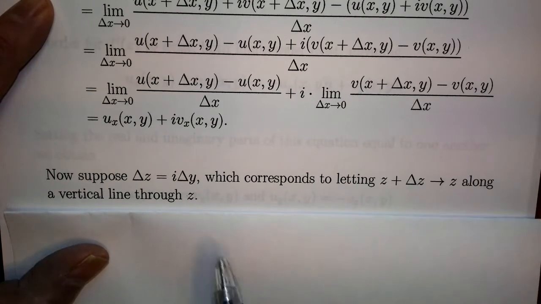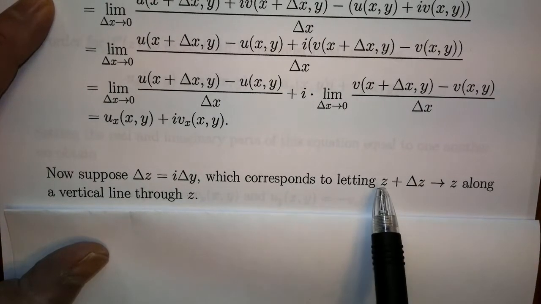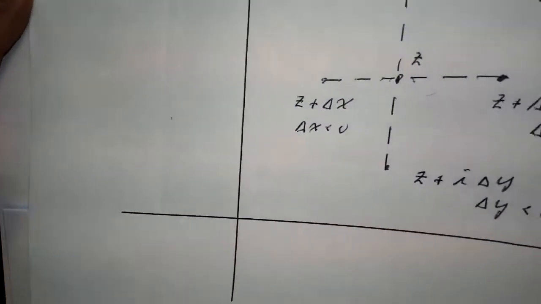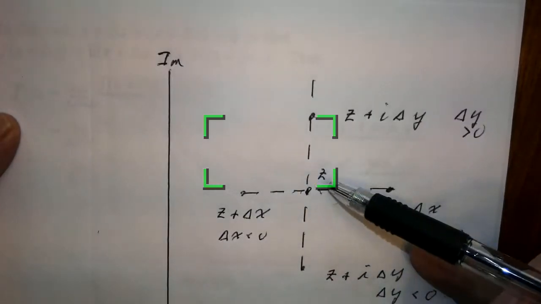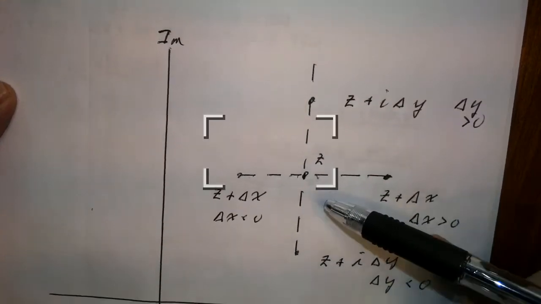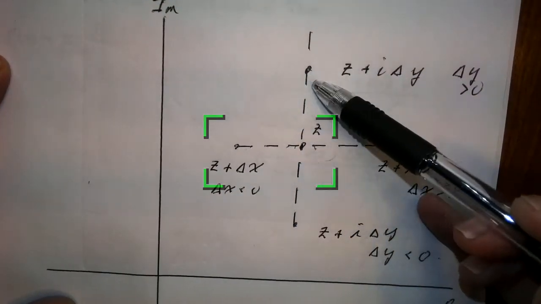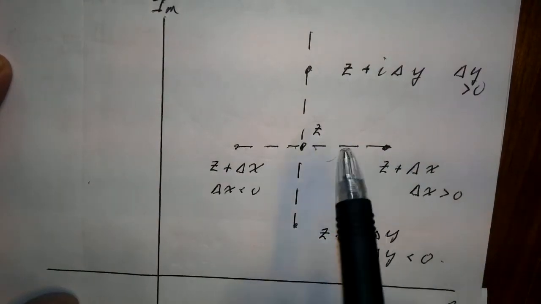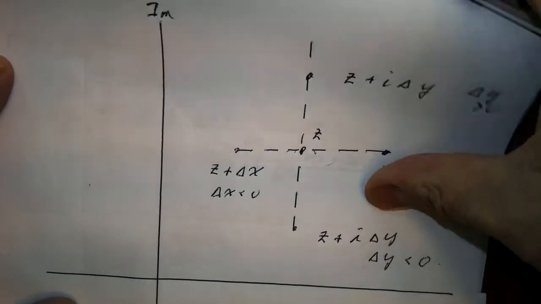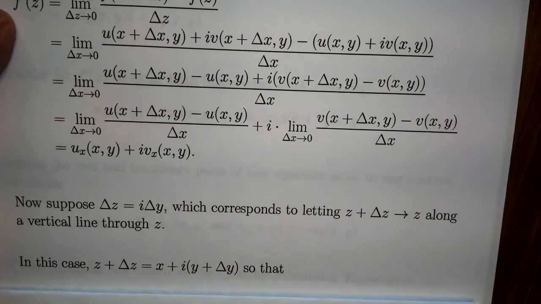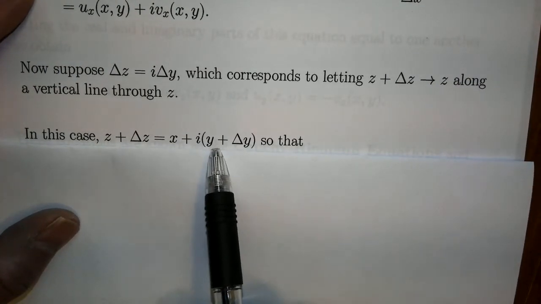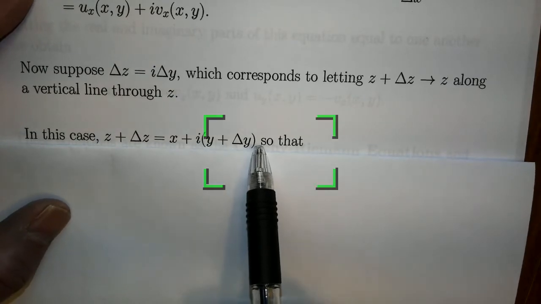Now suppose we let delta z equal i delta y, which corresponds to letting z plus delta z approach z along a vertical line through z. So in this case, we're going to be focusing on letting delta z go to 0 from above or below. So we're going to be looking at that direction of approach. So z will be x plus i times y plus delta y, and x will be fixed. So in this case, z plus delta z is x plus i times the quantity y plus delta y.